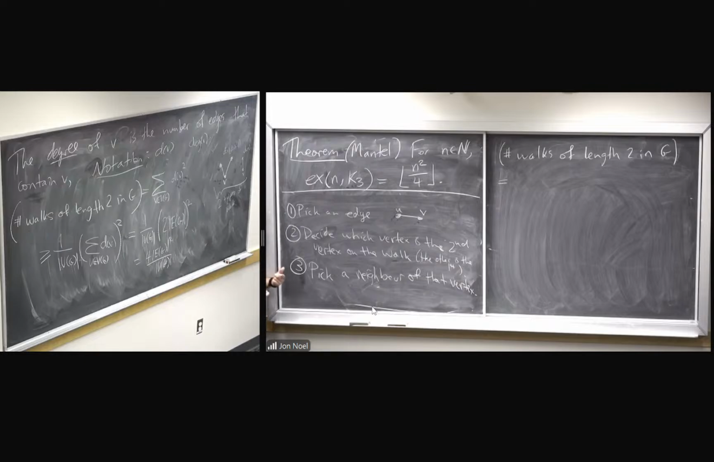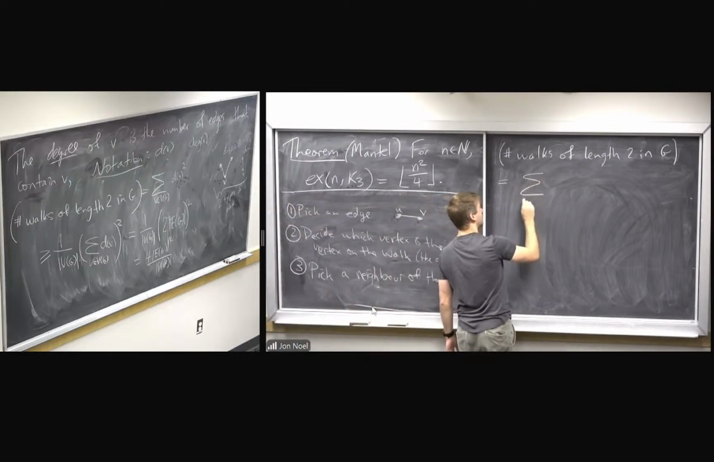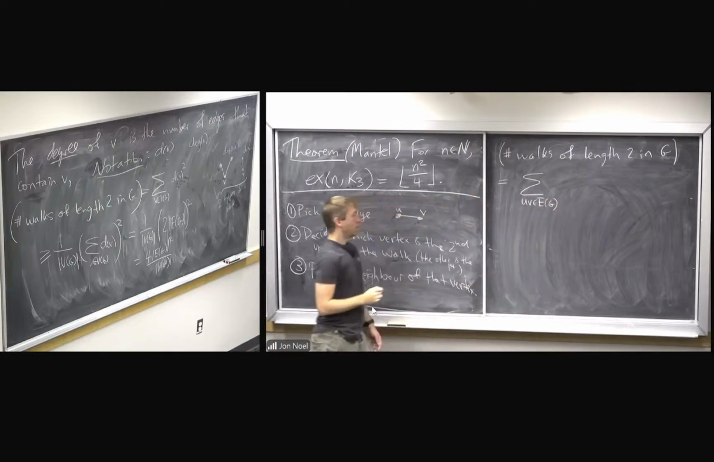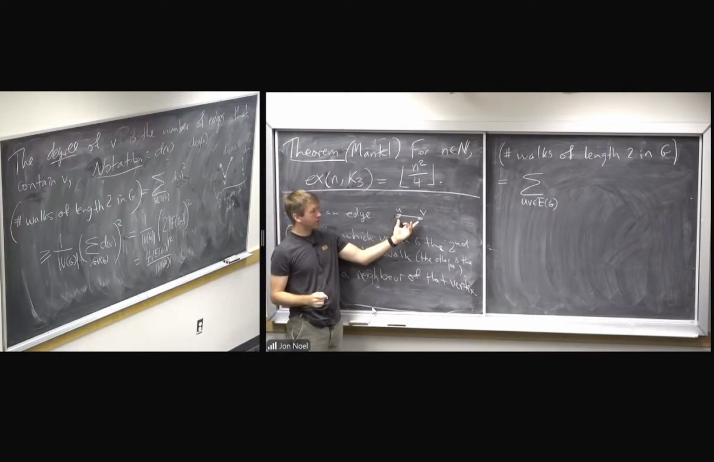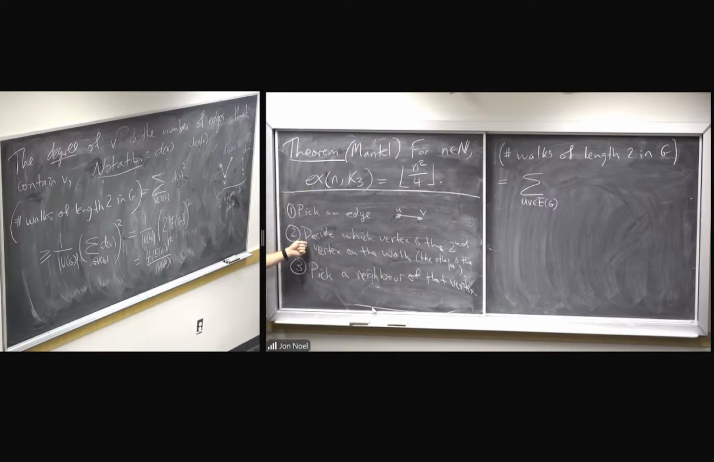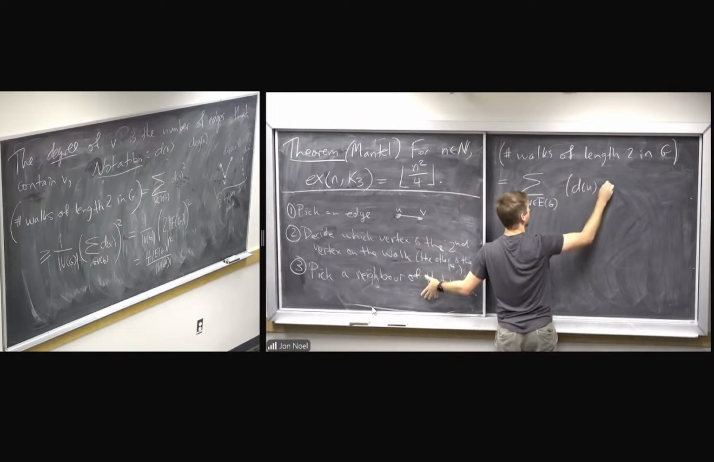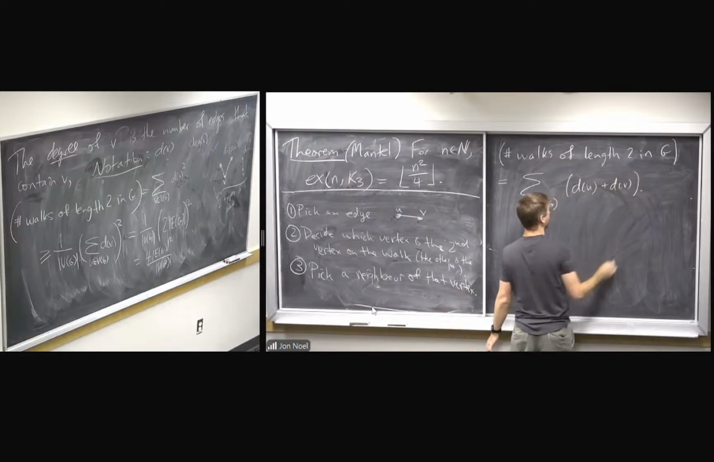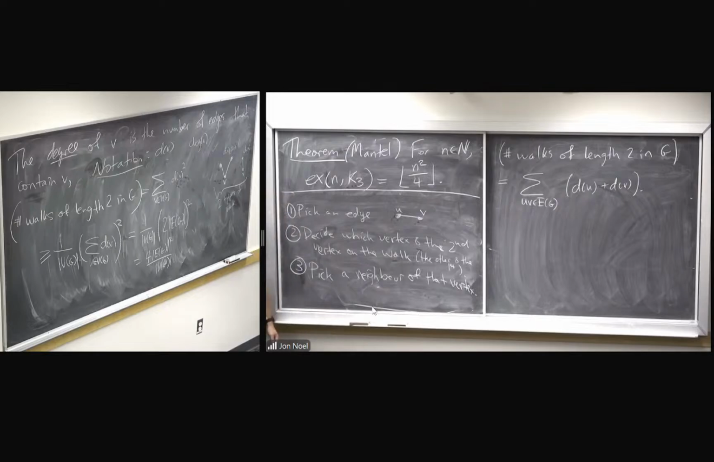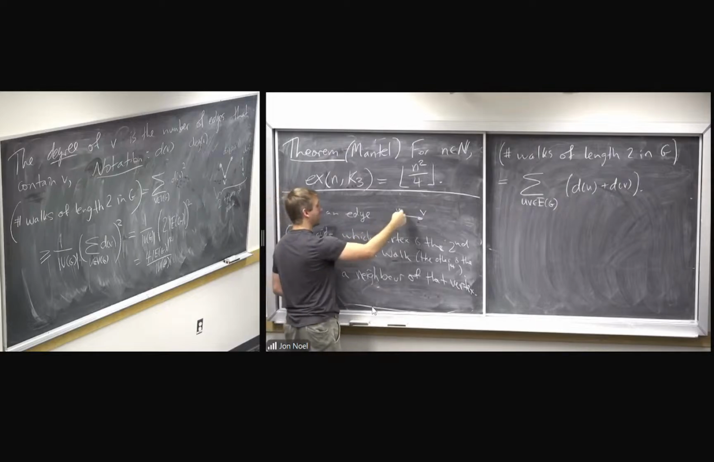So if we count it this way, what we end up with is something like this. It's the sum over all the edges of G of the total number of choices for these last 2 steps. You might think I'm going to have a 2 in here, saying there are 2 choices for which one I choose as the second vertex, but I don't want to think of it that way. I want to think of it as, for the last 2 steps combined, there's D of U plus D of V choices. Because if I choose U to be the second vertex, I've got D of U choices, and if I choose V to be the second vertex, I've got D of V choices.